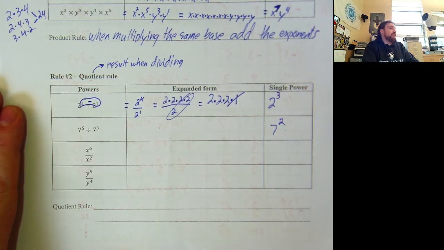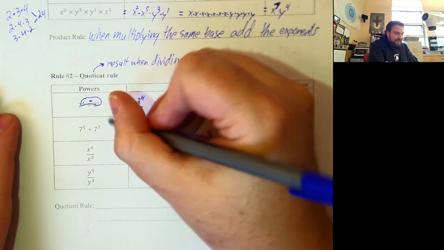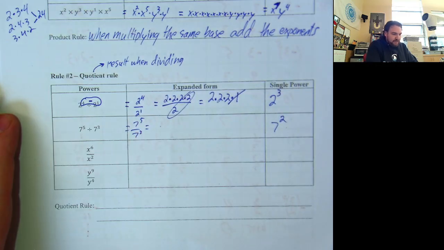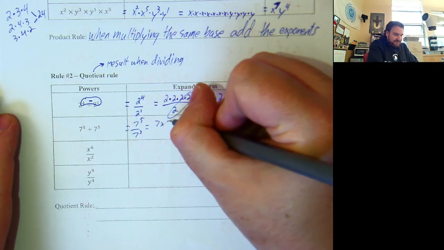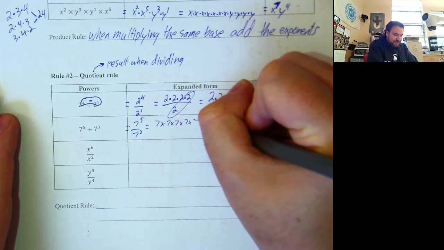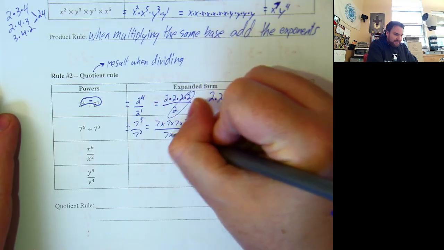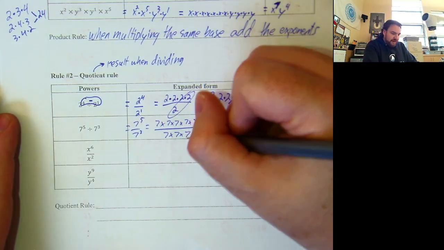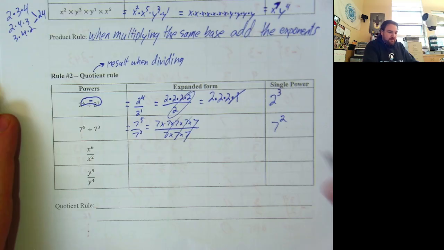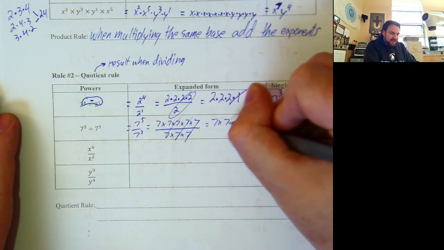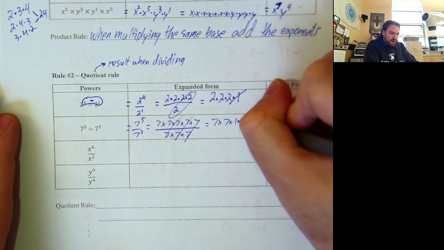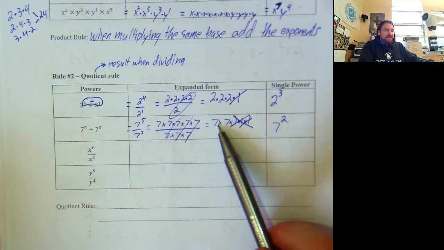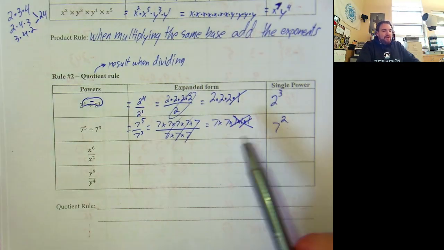Let's see if we can prove that. So let's expand this. First I'm going to write it as a fraction. 7 to the 5 over 7 to the 3. And I'm going to expand it: 7 times 7 times 7 times 7 times 7 over 7 times 7 times 7. And now I'm going to do a bunch of division. Divide, divide, divide. So this is going to become 7 times 7 times 1 times 1 times 1. Multiplying by 1 doesn't change anything. So I have 7 times 7, which Manraj predicted would be 7 squared.